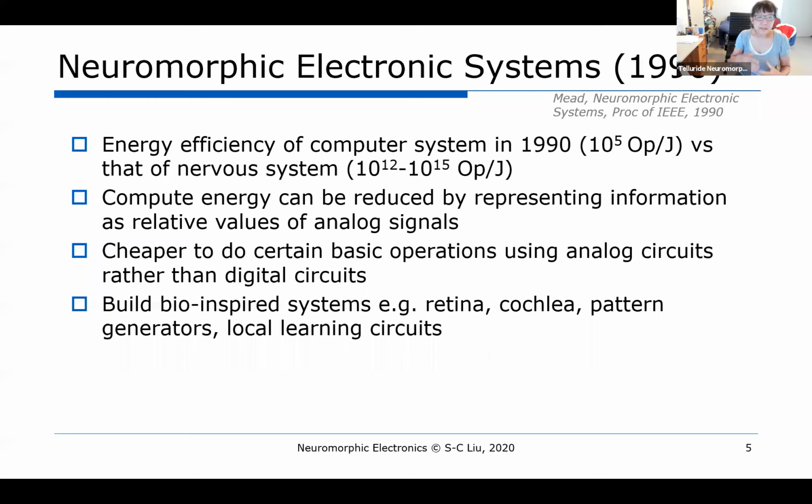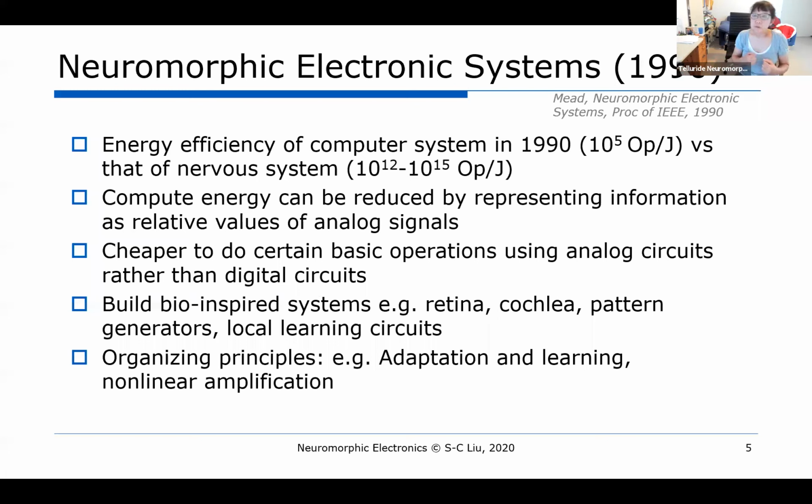I think some of these ideas are still there, but of course digital circuits haven't totally disappeared. In fact, they're still very prevalent. But the key thing that still carries through to today is that these neuromorphic systems use organizing principles in the brain, for example, adaptation, learning, and ideas of nonlinear amplification. And this is why this field has grown much more than what it was back then.